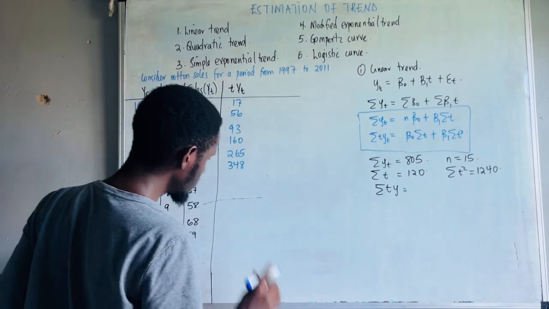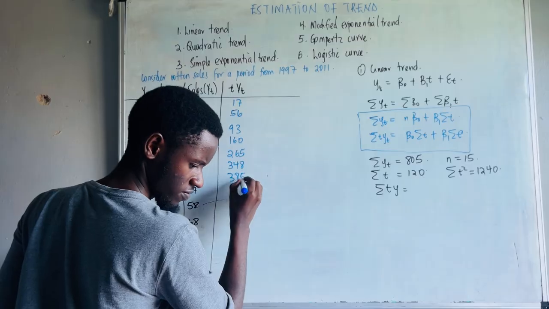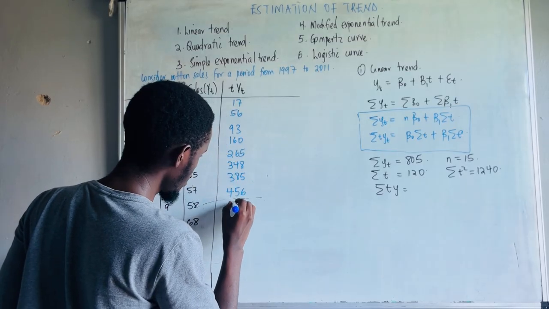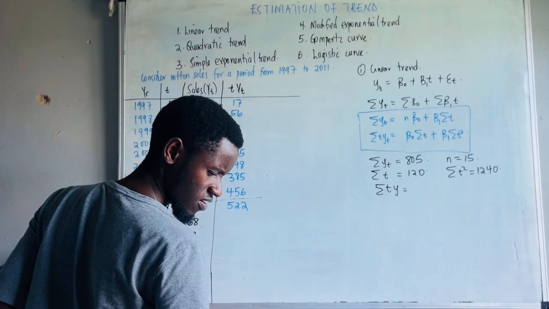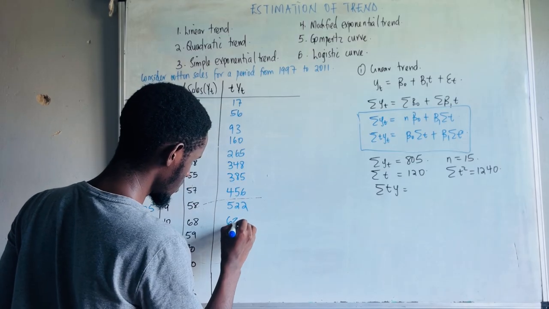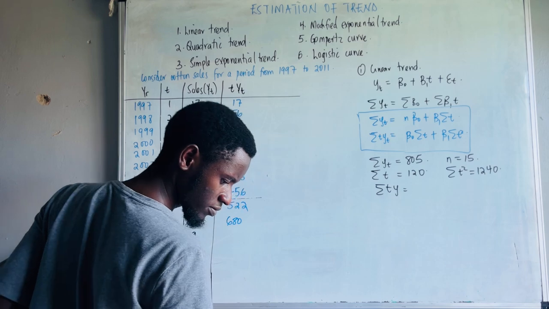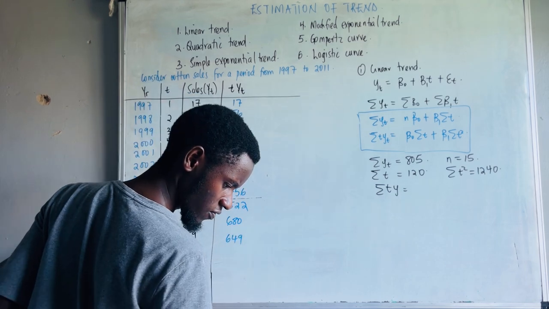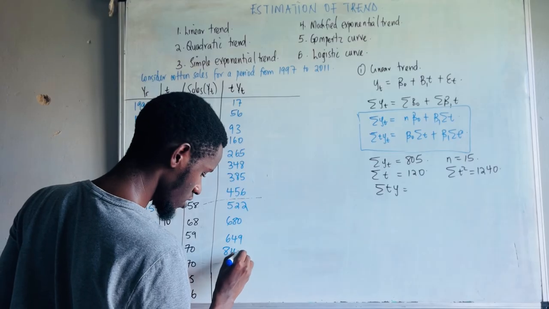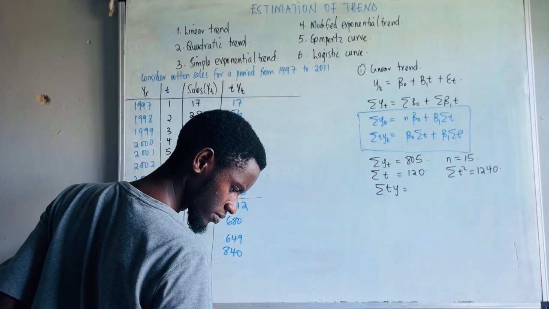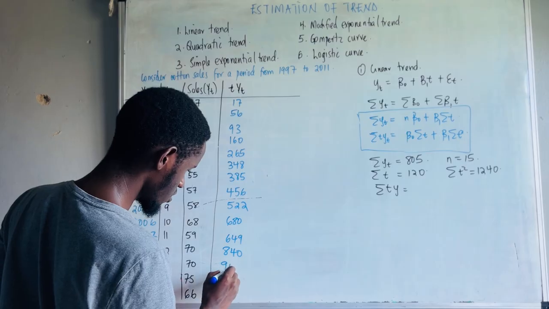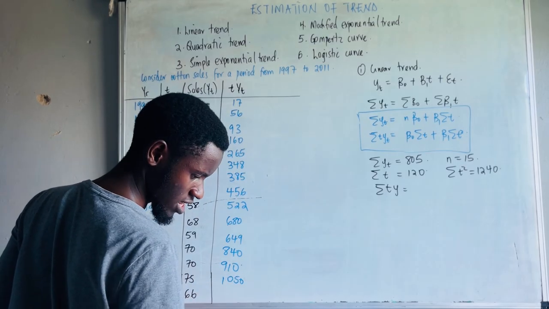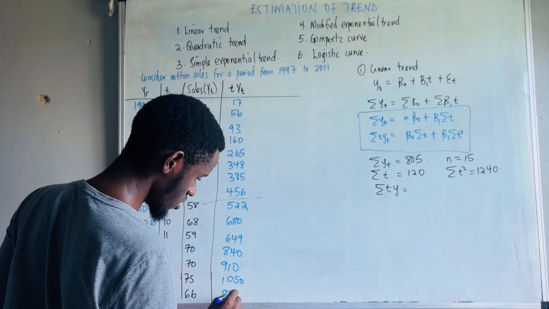Then I will have 385. Yes, 456. Then 522. Then I will have 680. Then I will have 649. Yes, then 840. Then I will still have 910, and then last, 990.